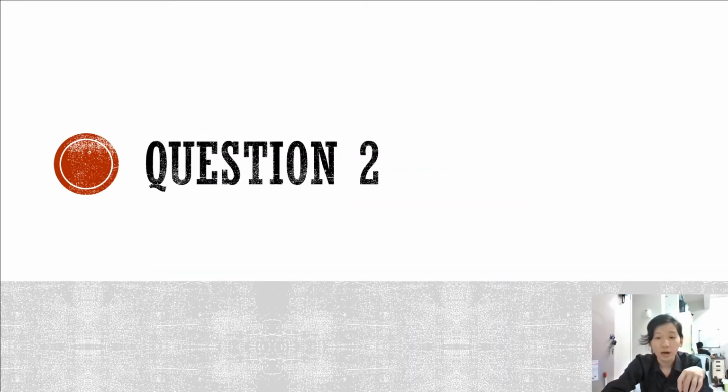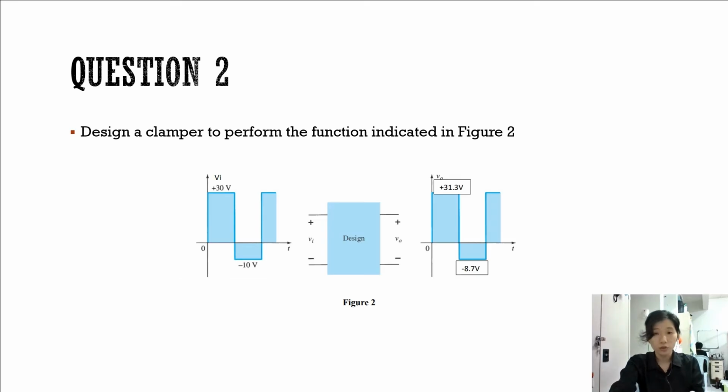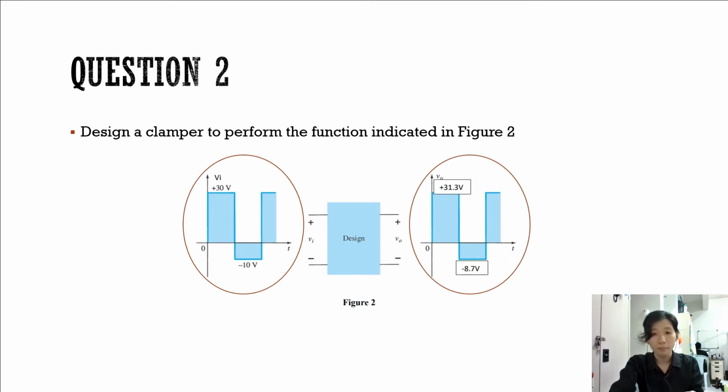So I will explain how our group is solving question 2. For question 2, we are required to design a clamper to perform the functions indicated in the figure shown. When we inspect the figure, which shows the output, we could find out this is a positive clamper circuit, since the waveform is shifted vertically upward at the output, while the amount of the shifting depends on the value of the DC reference voltage.